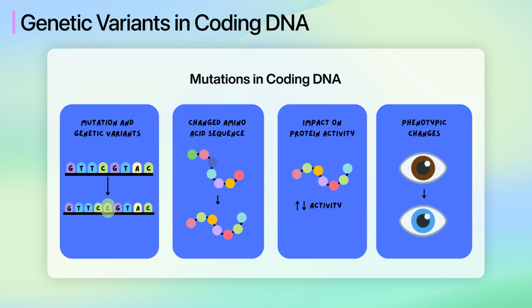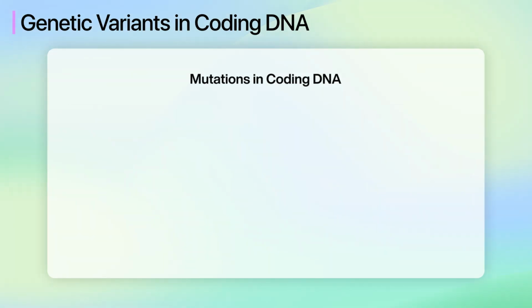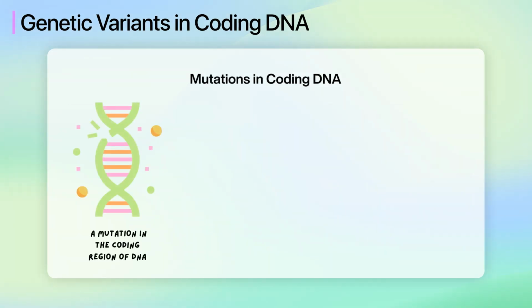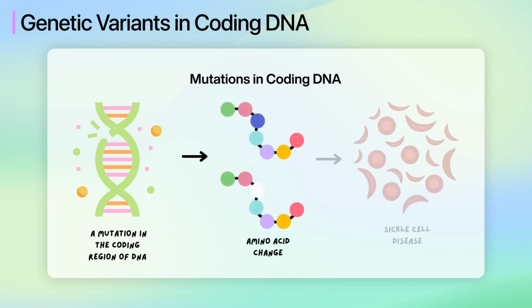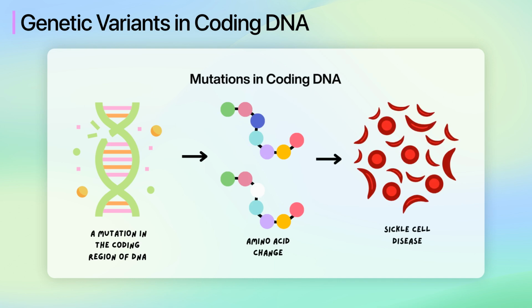For example, a change in an enzyme's activity could affect a metabolic pathway, leading to a disease or altered physical traits. Consider a mutation in the coding region of a gene responsible for creating hemoglobin, the protein that carries oxygen in the blood. A single amino acid change can lead to sickle cell disease, a serious condition where the red blood cells become misshapen and less efficient at transporting oxygen, thereby affecting the organism's overall health.